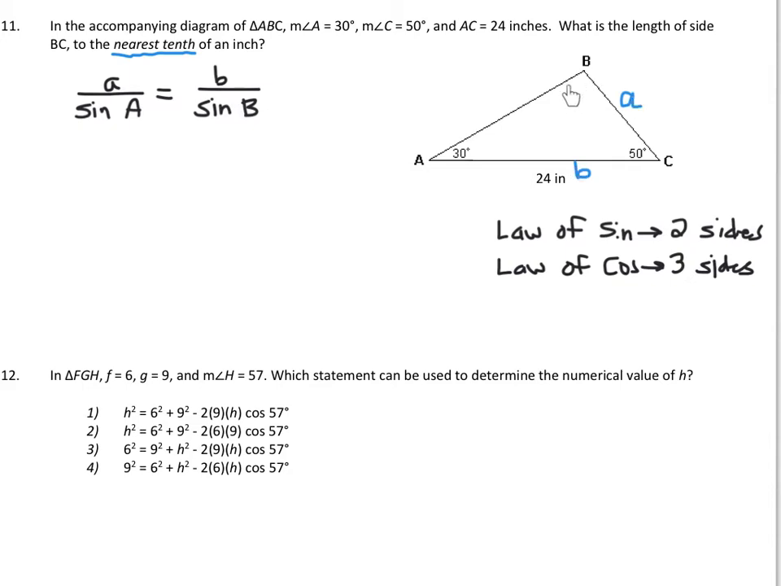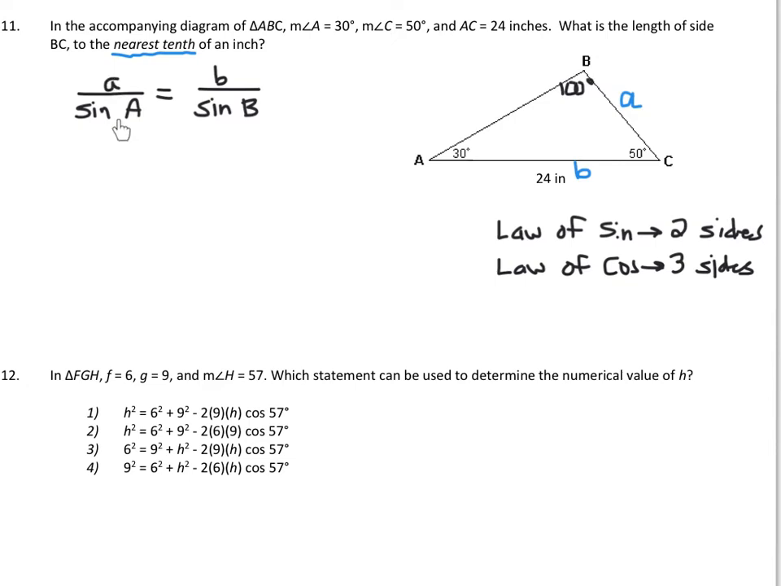Because we could easily find this angle, right? Think about it. We have a triangle. There's 180 degrees in a triangle. So if we add up the 2 angles we know, 30 plus 50, and subtract that from 180, that's how we get angle B. Okay, so 30 plus 50 is 80, and 180 minus 80 is 100. So that means angle B is 100 degrees. Okay, now we're just going to plug in our numbers.